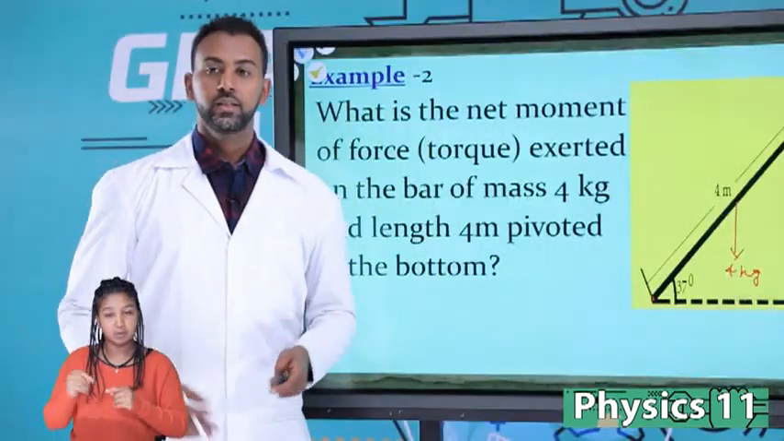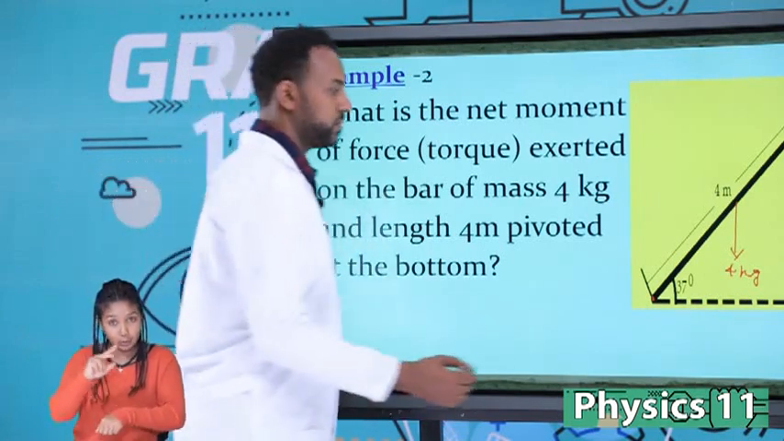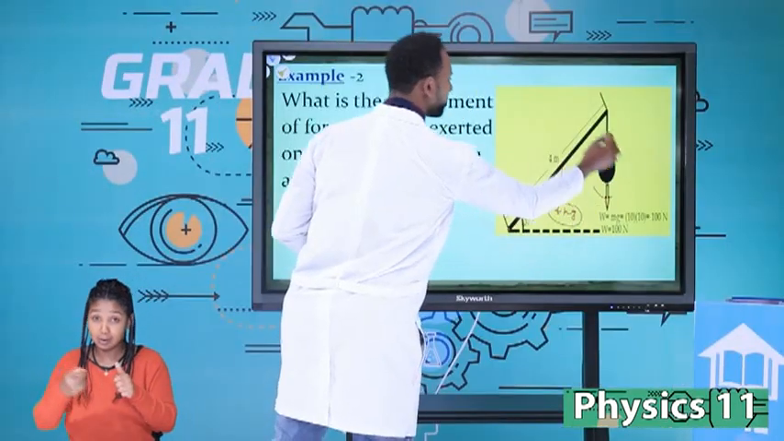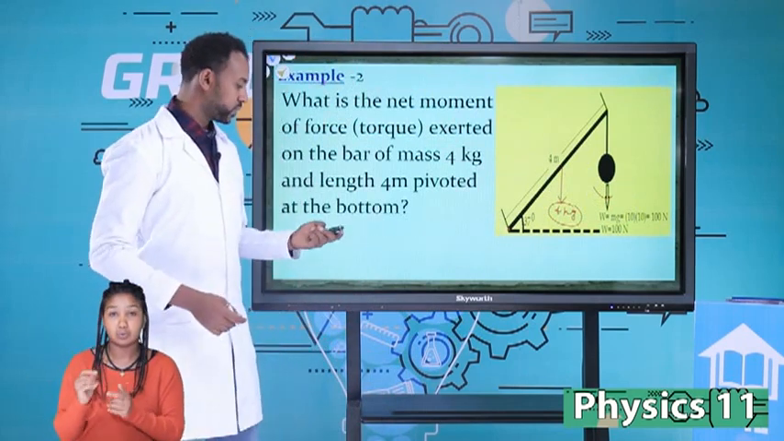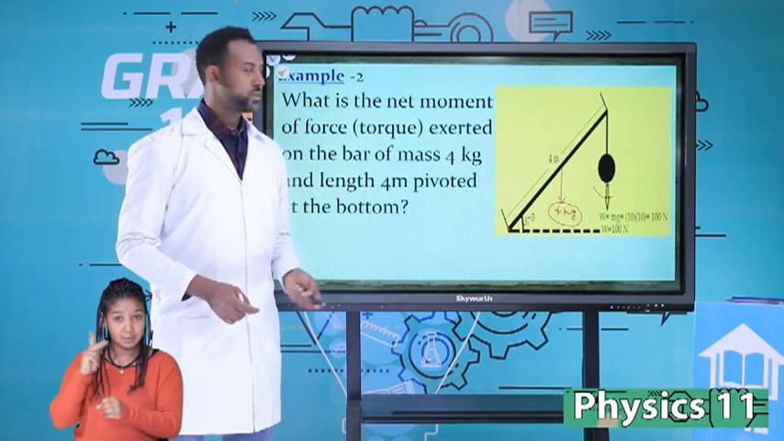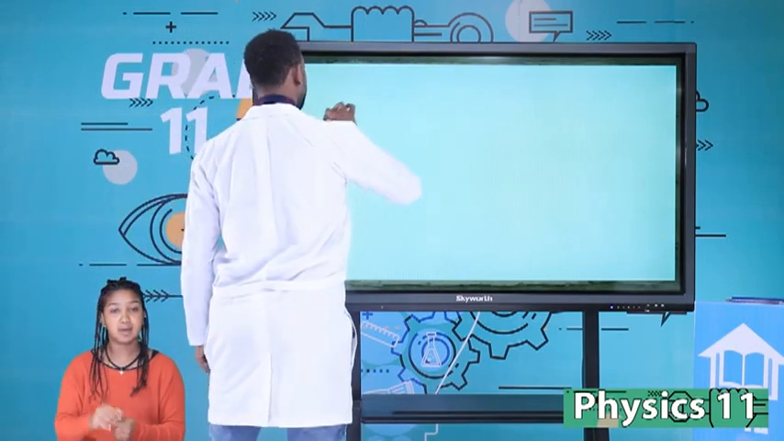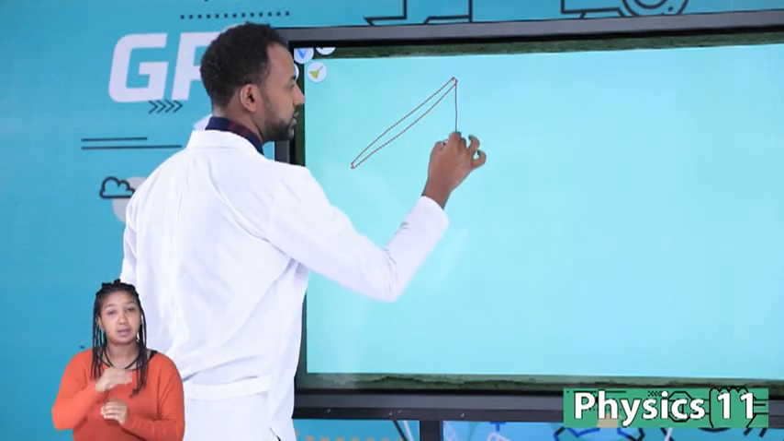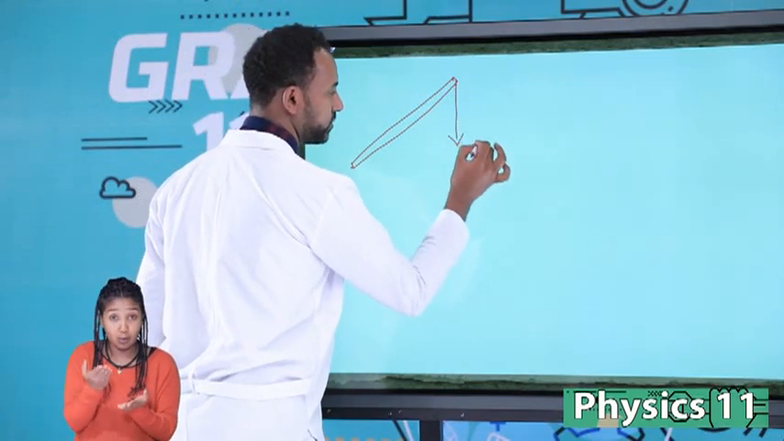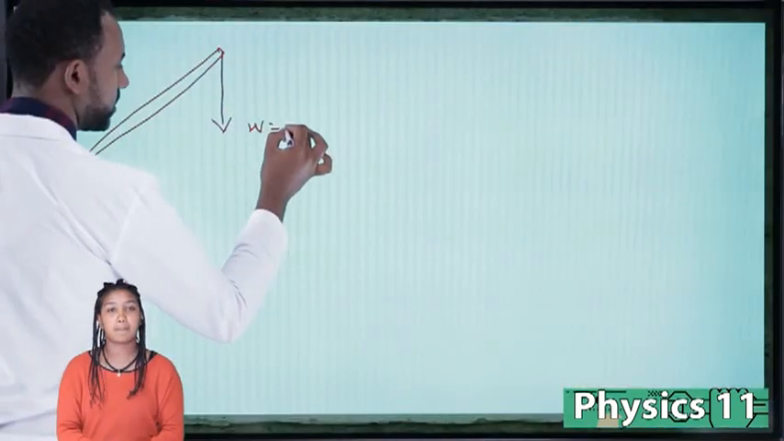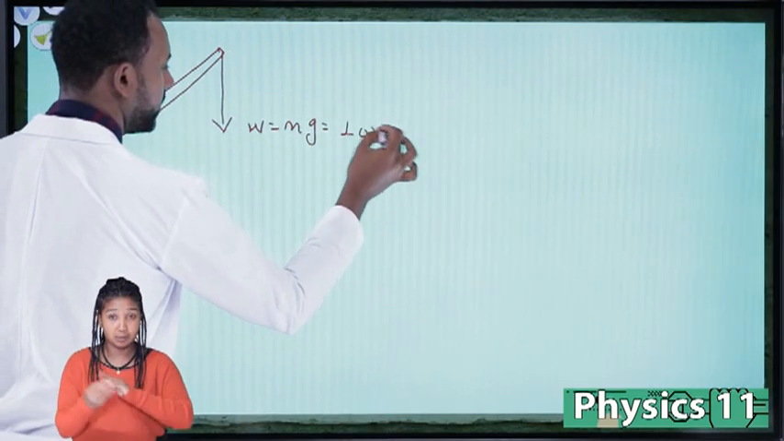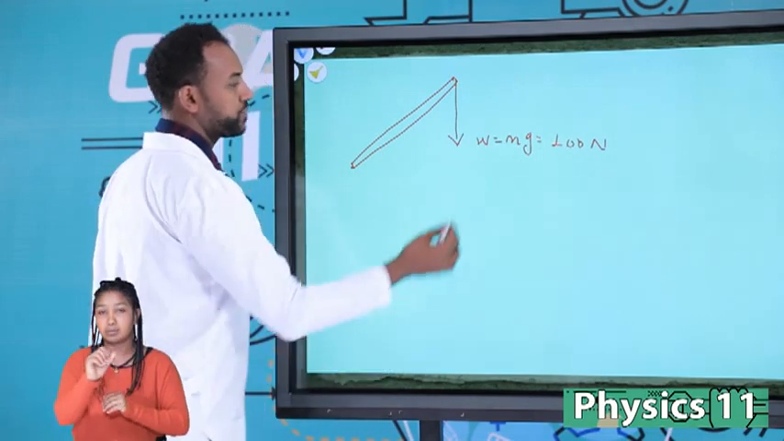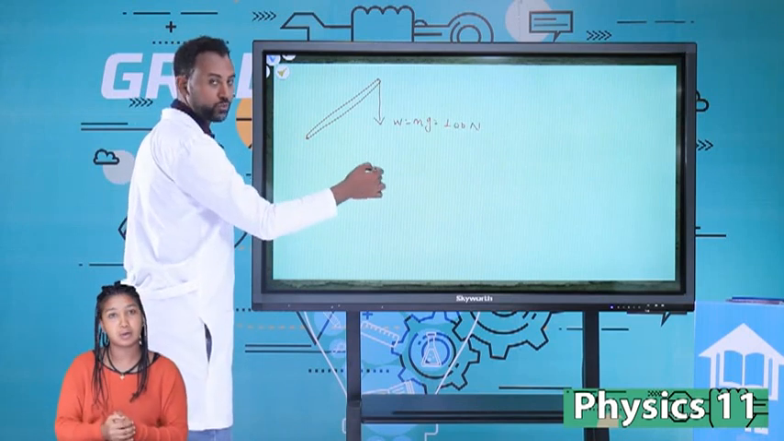So it's possible to find the net moment of force or torque by determining both torques, due to the weight of the bar and due to the weight of the load. Therefore, let's solve that and finalize the previous concept. Our bar is pivoted here, and the weight of the given load, which is 10 kilogram, is mass times gravity, which is 100 Newton. The mass is 10 kilogram and the acceleration due to gravity is 10, so it's 100 Newton. So we have determined the torque, the moment of force exerted due to this weight.